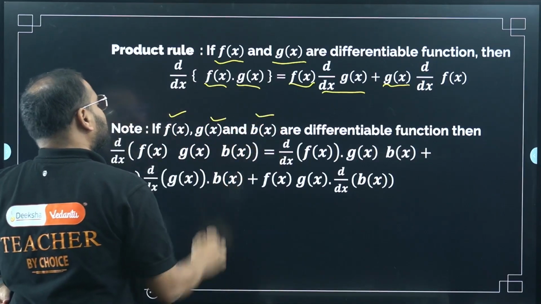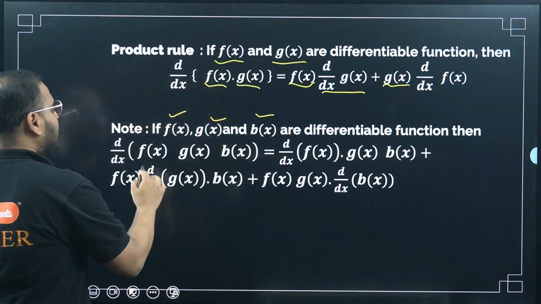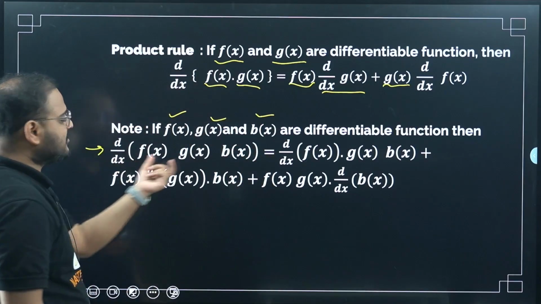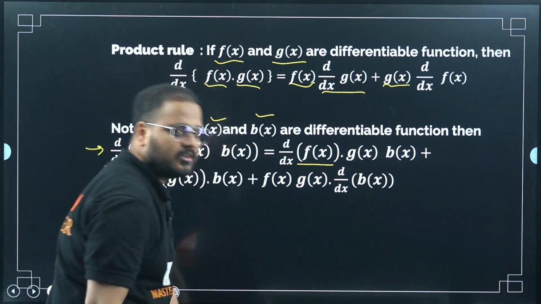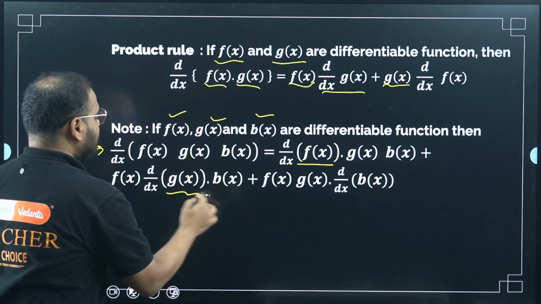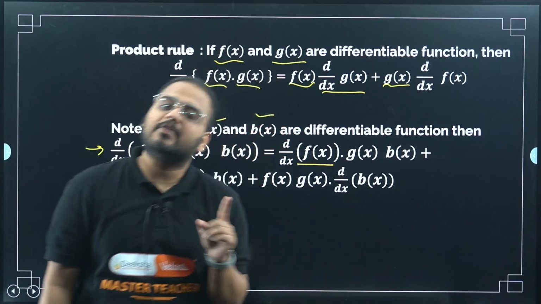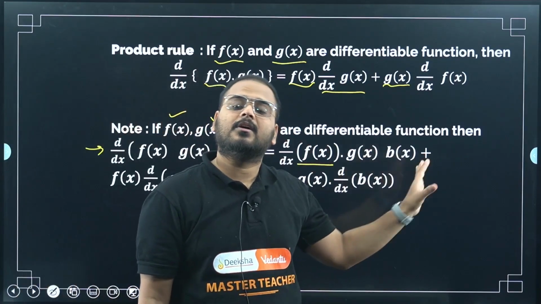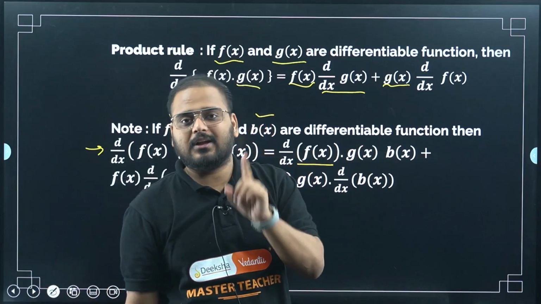What if we have more than two functions, fx, gx and hx? What are we going to do then? If we are asked to find the differentiation of fx, gx and hx, we'll take the differentiation of the first function, keep the other two as it is. Differentiation of the second function, keep the other two as it is, and the third function. Basically, take the differentiation of any one function at a time and then keep the rest of it as it is. And make sure that you're taking differentiation of all the functions only once.